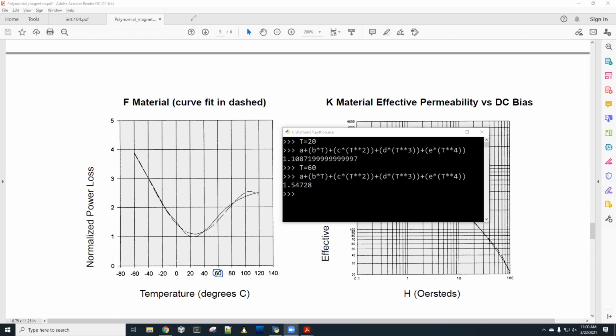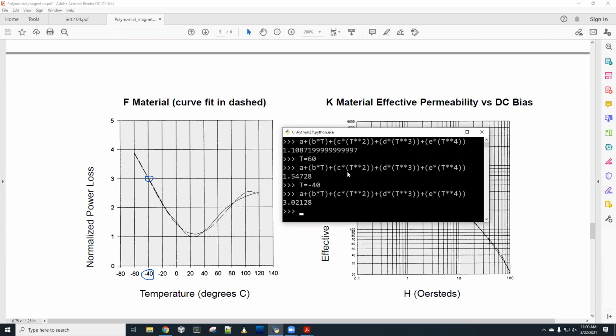Let's pick another point somewhere on this graph that would be easy to test. I see what looks like a pretty easy point right here. Easy, I say, because it falls very close to the intersection of one of the horizontal and vertical lines. So if we're looking at minus 40 degrees Celsius, we should see a power loss of roughly 3. So coming over here to Python again, I will enter a temperature of -40, rerun the equation, and we're getting a power loss of about 3.